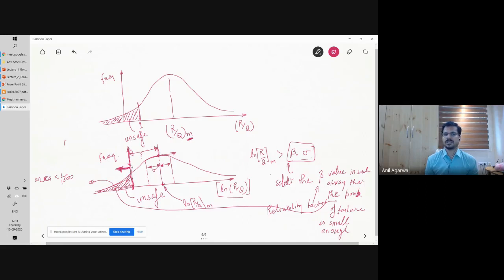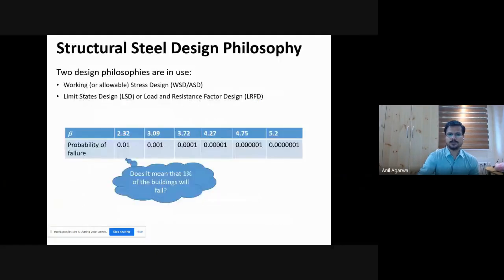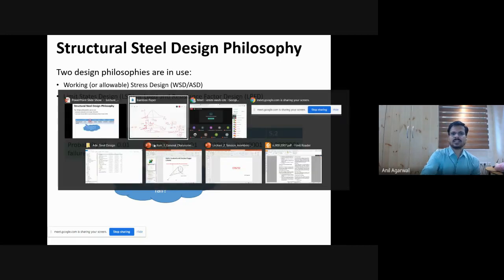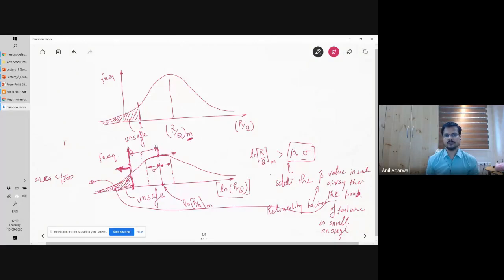And if I fix the value of beta, for a given value of beta, my area on this side will be fixed. So if I pick a value of beta equal to 3, let's say 3.09, then the area on the left hand side of that axis becomes 1 divided by 1000. Yes. Okay. And if I keep increasing beta further and further, beta sigma is this distance. If sigma is this distance, beta sigma is this distance, and beta is the ratio of this distance to this distance.